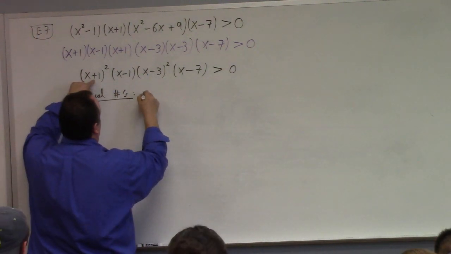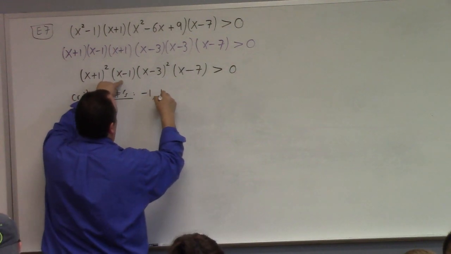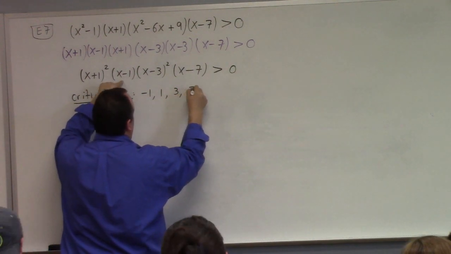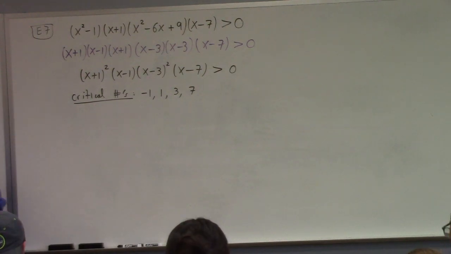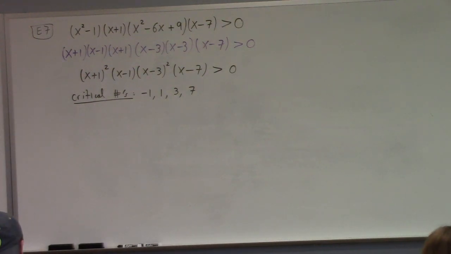We got a -1, we've got a 1, we've got a 3, we've got a 7. Now this is going to seem like a kind of silly comment, but it really matters. You must put the critical numbers in their order on the number line. This is the most insidious of all errors, putting your critical numbers out of order on the number line. It will corrupt the rest of your solution in ways you won't see.